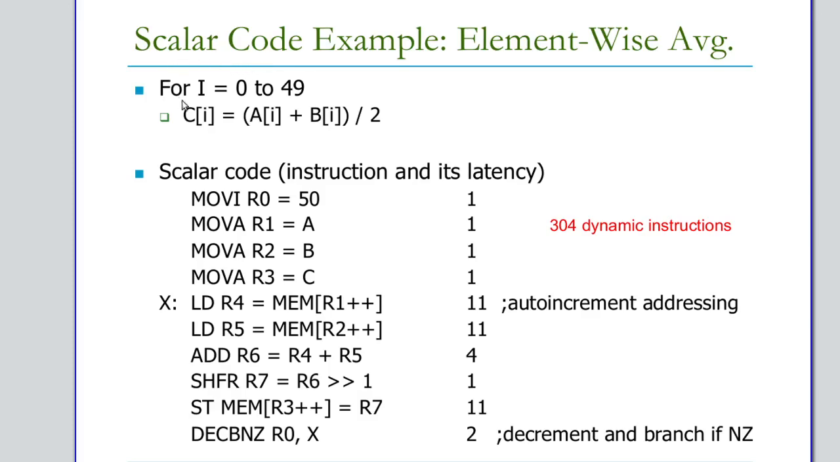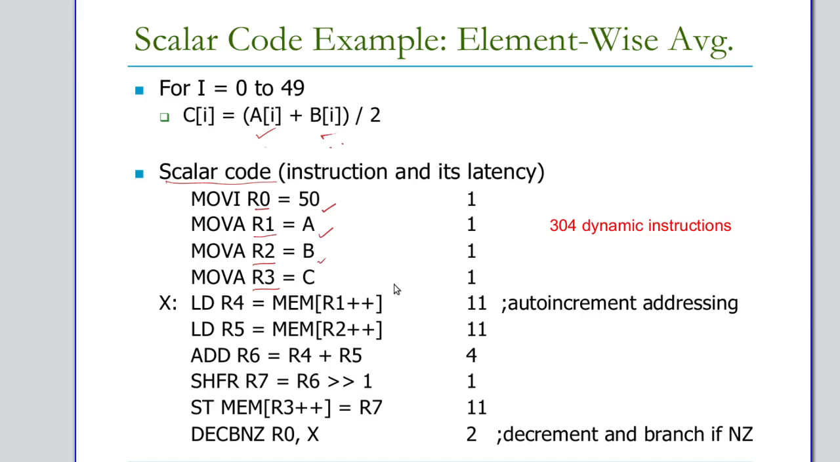Suppose this example, where it says you have to take the average of two vectors A and B. If it is a scalar code, what will happen? You will initialize register R0 with the value 50, because the length of A and B is 50. In register R1 you are moving the address of A, in R2 the address of B. You also keep the address of C in R3, where you have to store the result.